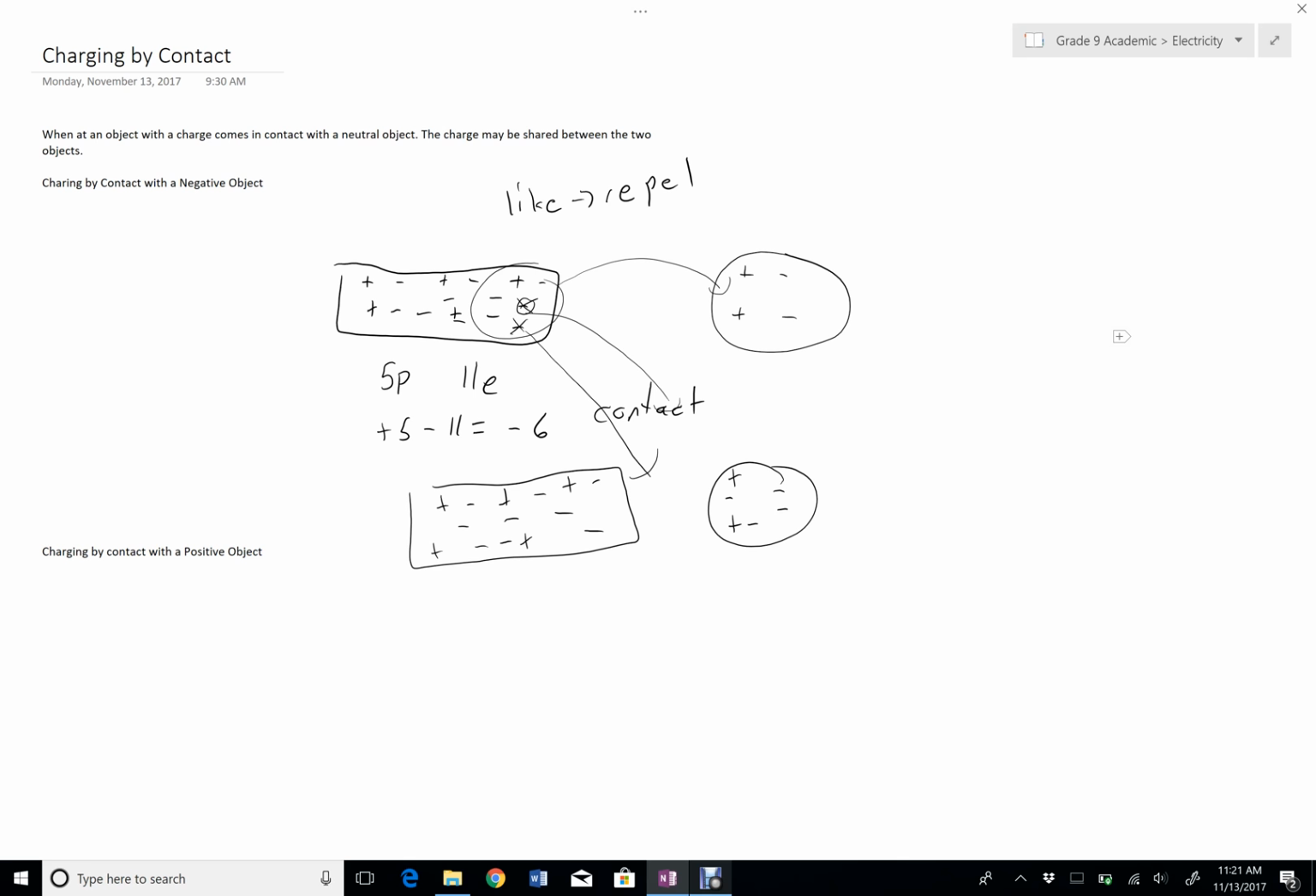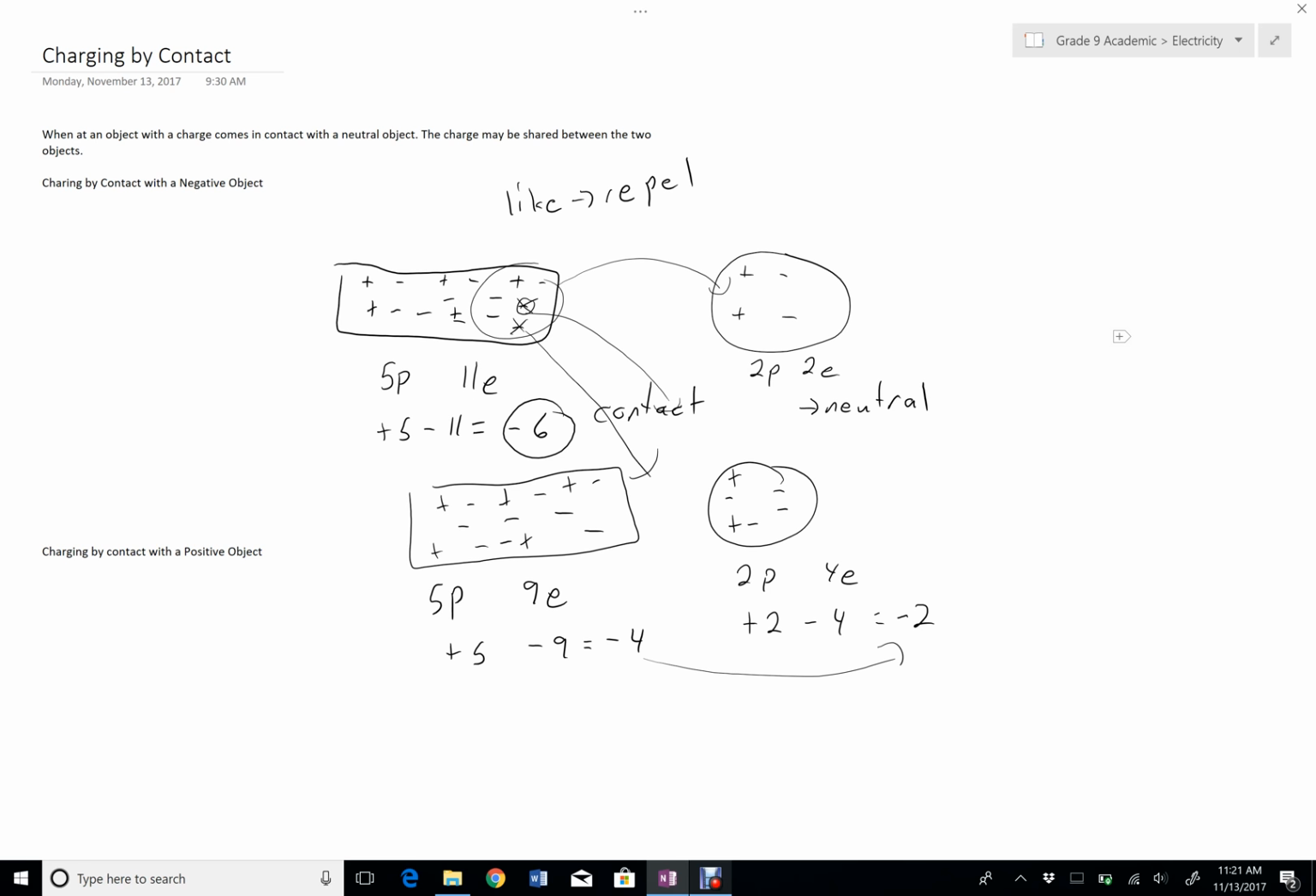So now, this object had 2 protons and 2 electrons, so it was neutral. Now it has 2 protons and 4 electrons, meaning it has a charge of -2. And this object still has 5 protons, because that doesn't change, but hopefully 1, 2, 3, 4, 5, 6, 7, 8, 9. I've gotten the number of electrons right at 9, which means it's -4.